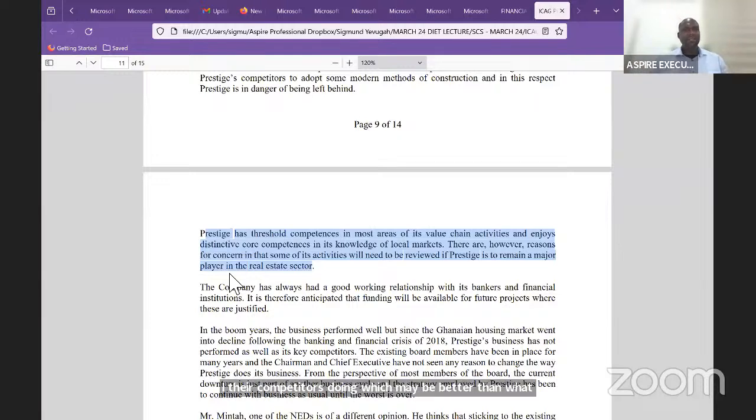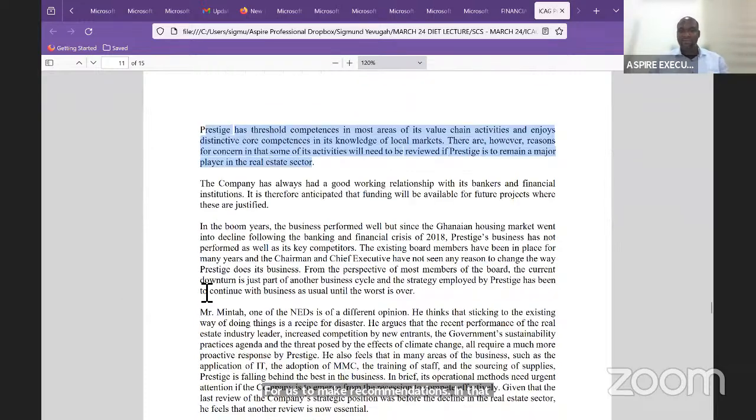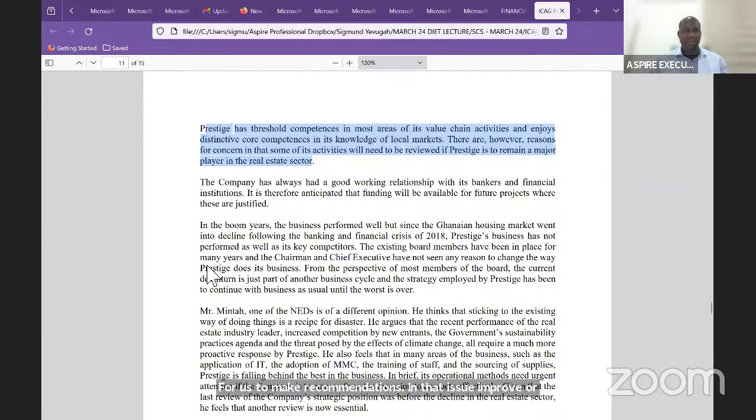There are, however, reasons for concern that some of the activities will need to be reviewed if Prestige is to remain a major player in the real estate sector. So the value chain must be reanalyzed altogether, per what is here, for us to identify where the company is lacking, for us to make recommendations. Either they should improve or outsource it. Is that clear? The company has a good relationship with their bankers. I think I spoke about that.